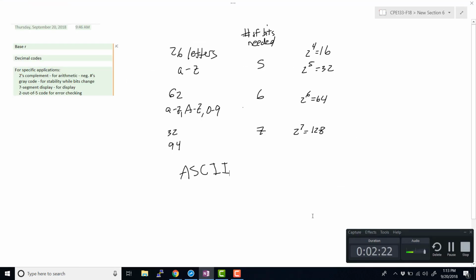All right, so that's alphanumeric characters. Let's talk a little bit about what if we were to use that extra bit for error detection or correction.